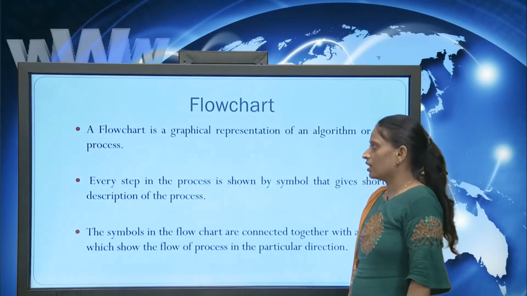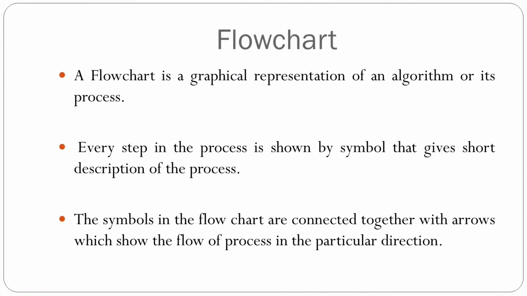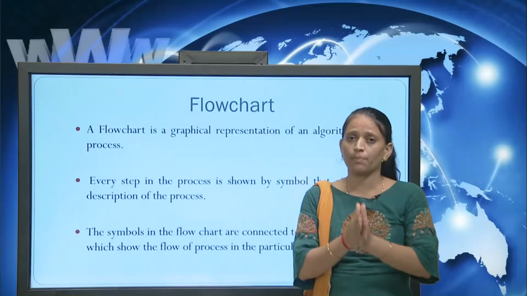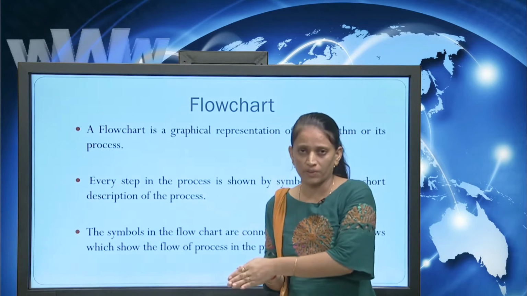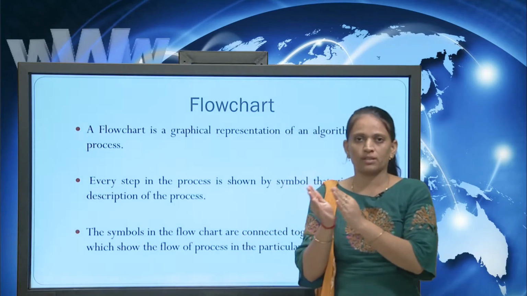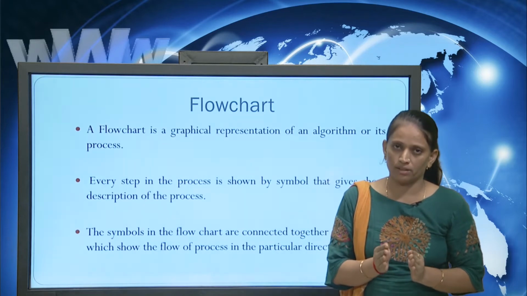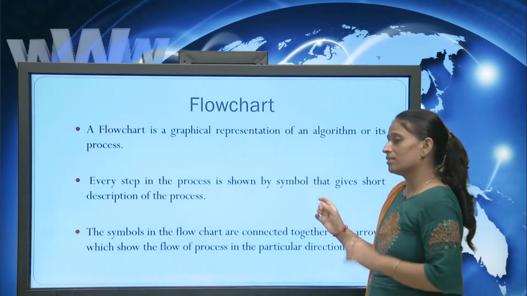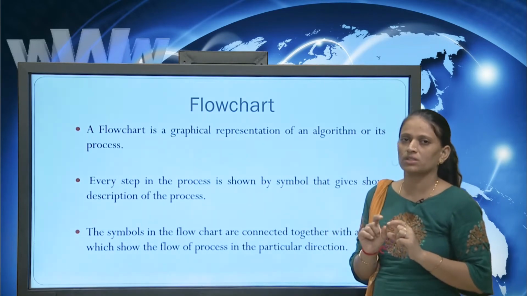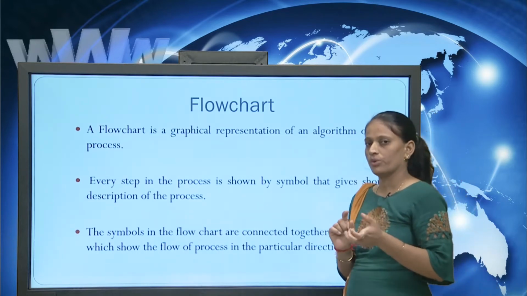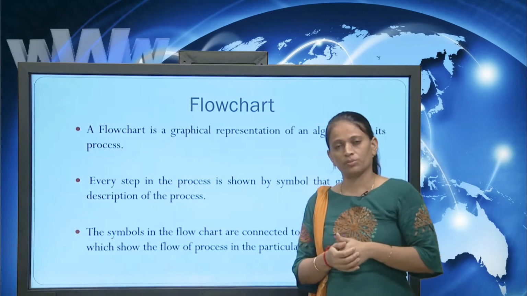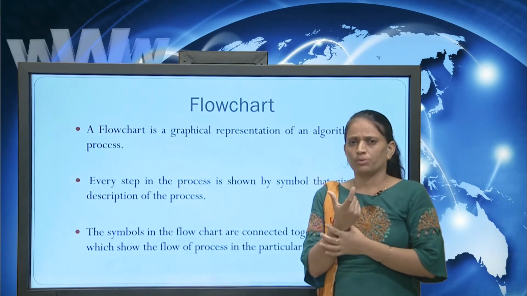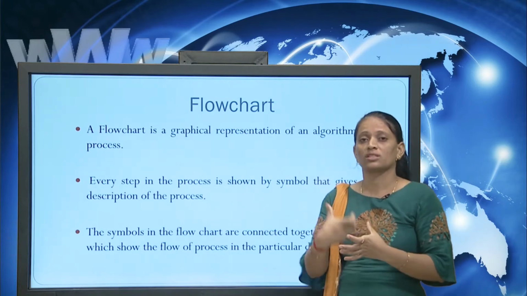The flowchart. A flowchart is a graphical representation of an algorithm or its process. Simply, we convert our algorithm, which defines the step by step process of problem solving, into a graphical representation by the flowchart. Every step in the process is shown by a symbol. Here, in place of a textual version, we use a graphical version of the program that gives a short description of the problem. On the basis of the flow of those specific symbols, we can identify what process is going on.